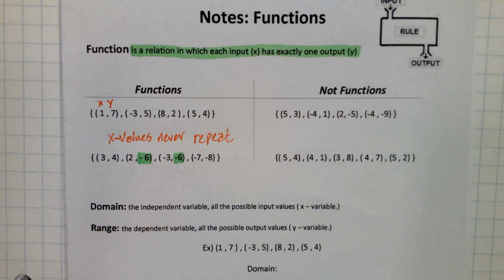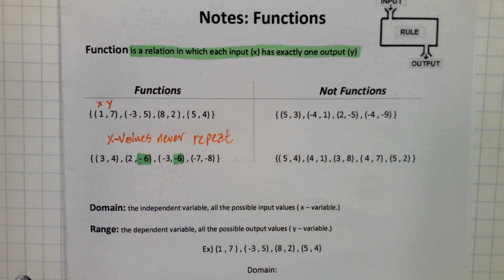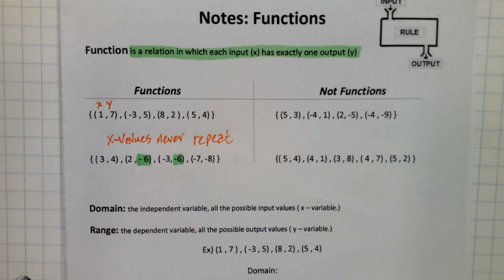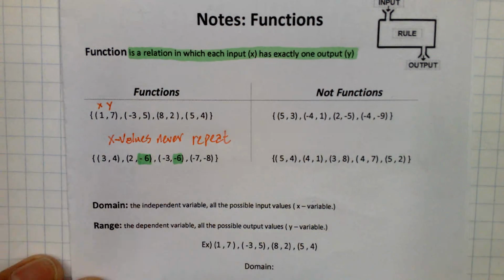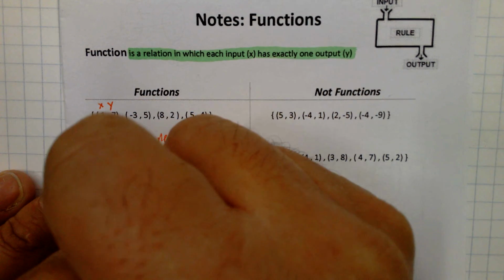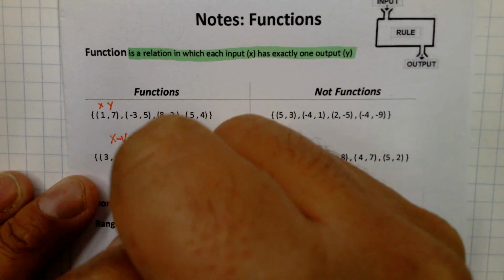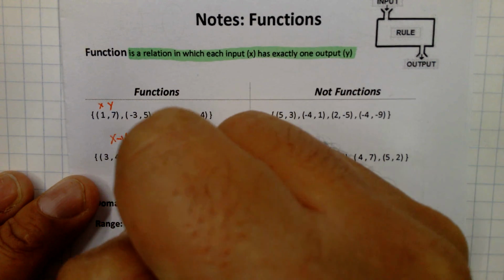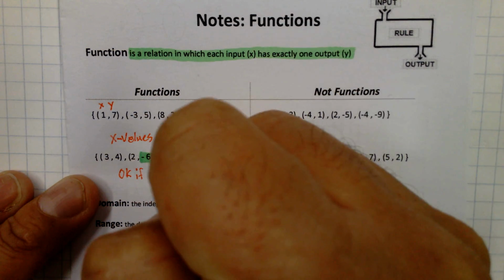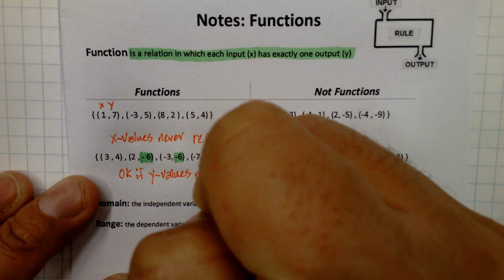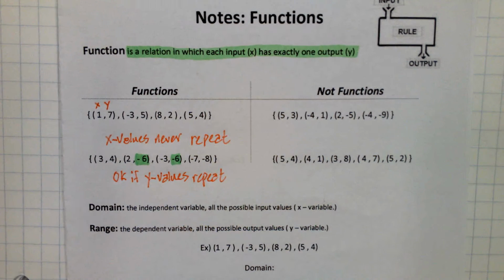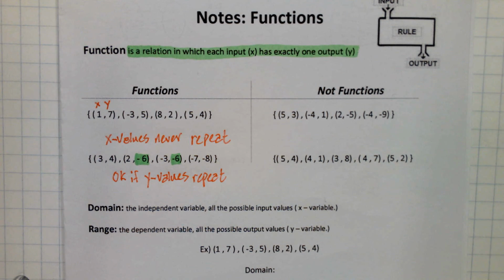Later on, when you get into higher level math, you'll find out that it's not a one-to-one function, but that's something that you'll learn about later on. But for now, it's okay if y values repeat. So let's just write that down. Okay if y values repeat. So we just learned a couple things. In a function, x values cannot repeat, but it's okay if y values repeat.